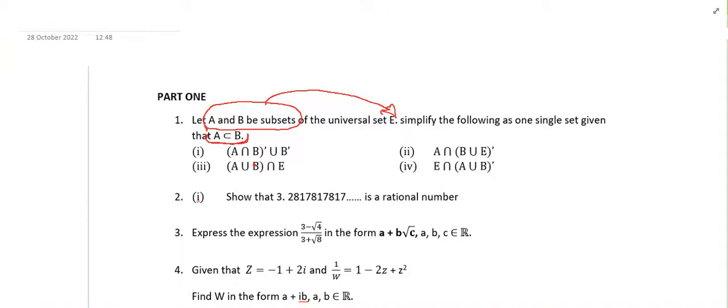So guys, let's go to question 2. Question 2 is also an easy question. If you look at it very well, it's an easy question. So what's the secret for solving this question? It's saying, show that the number 3.28111 is a rational number.